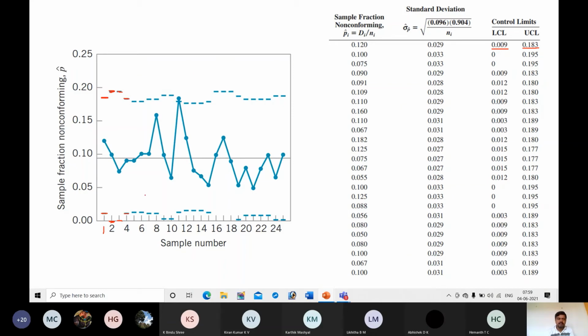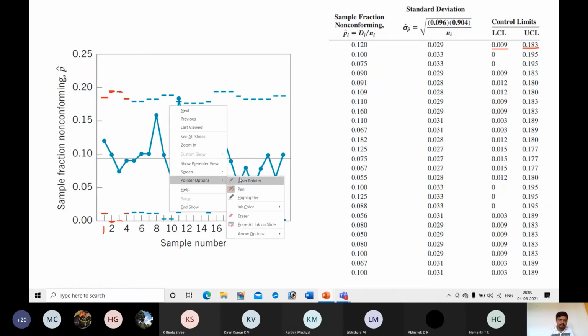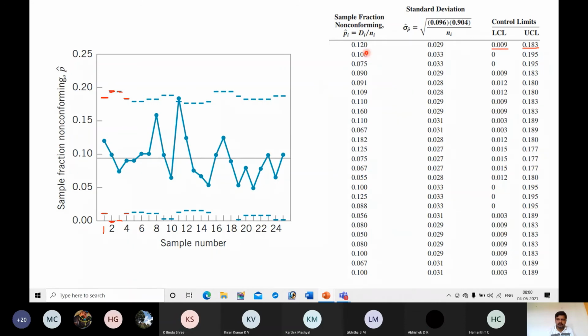After specifying these control limits for all 25 samples, you can go for locating the points. For sample number 1, this value is 0.120, here 0.10, 0.12. So this is for the first sample. For the second sample, 0.100, so 0.10 here. Like that you can plot the points.